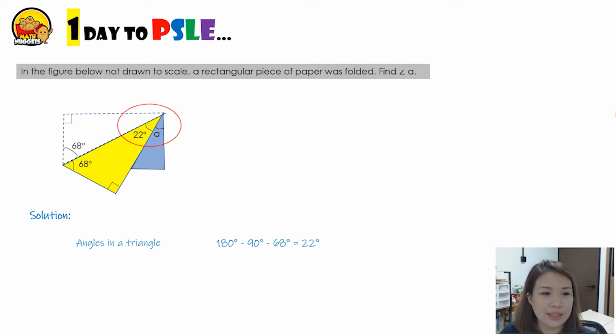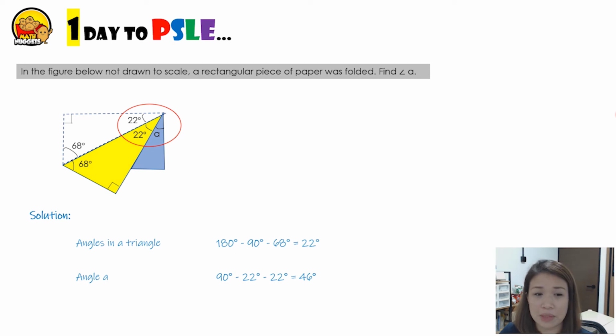Let's look at that corner there. Once again, it's folded. Can you imagine that part being folded back up? This angle is 22 degrees as well. They are the same.